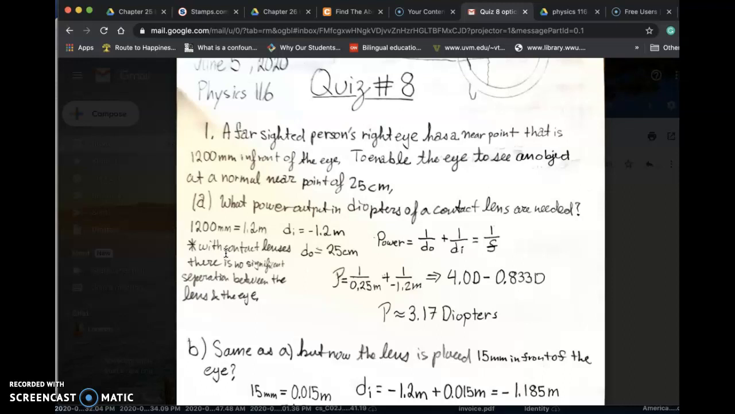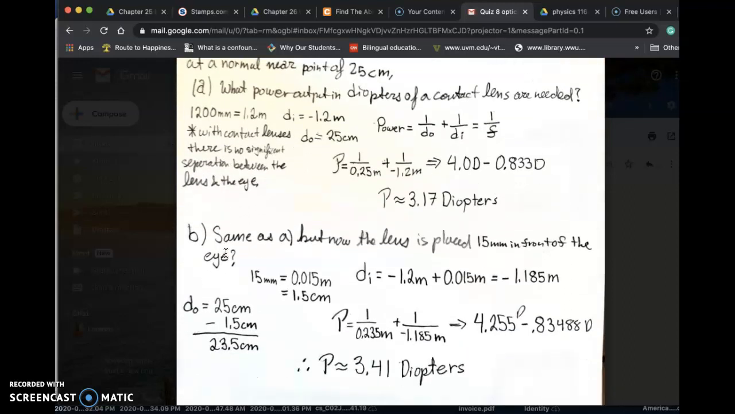Now, when we have lenses, like from an eyeglass manufacturer, that are 15 millimeters in front of the eye, we first convert 15 millimeters to 0.015 meters, which is also 1.5 centimeters. And we have to make a new image distance because there's a little space between the eye and the lens. To get that, we take negative 1.2 meters plus 0.015 meters, which is negative 1.185 meters.